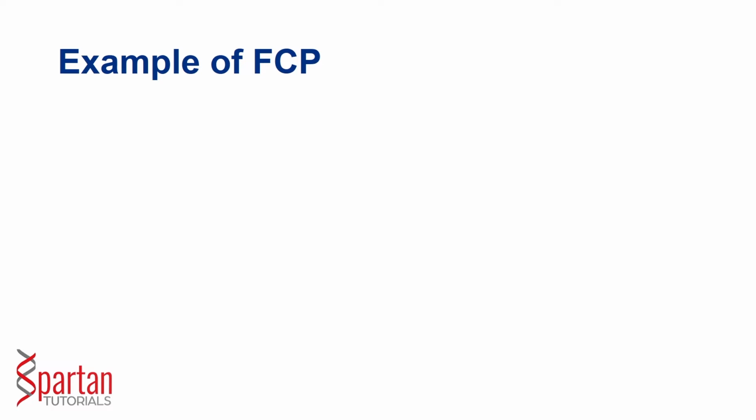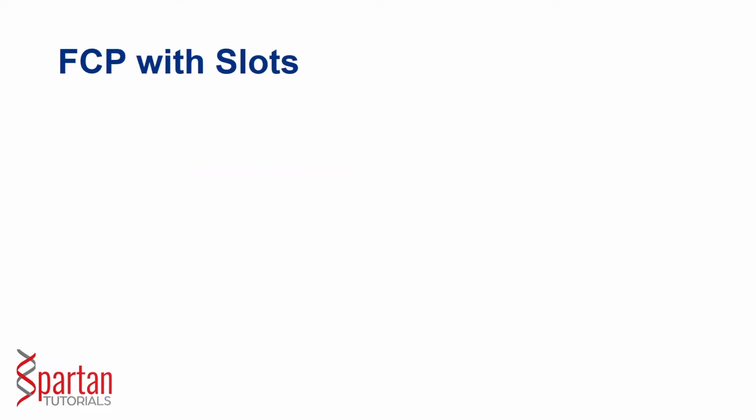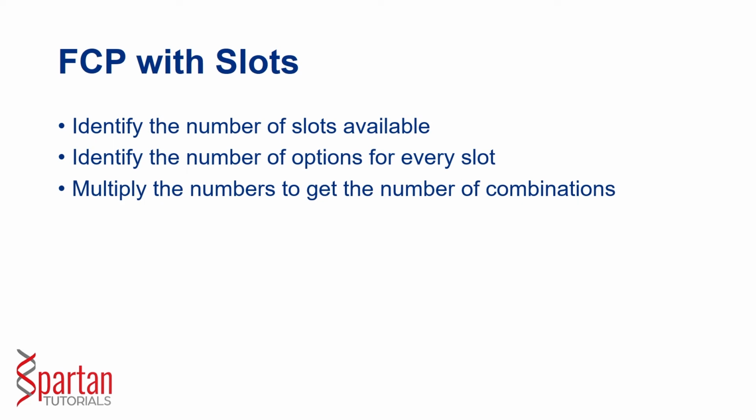Here is an example of the fundamental counting principle. You have 4 t-shirts and 2 jeans. The total number of ways in which you can decide what to wear is 4 multiplied by 2, that would be 8. We can use the fundamental counting principle by counting the number of slots and then counting the number of permutations. We can identify first the number of slots available for a particular thing and then identify the number of options for every slot. Finally, we multiply the numbers to get the number of combinations.